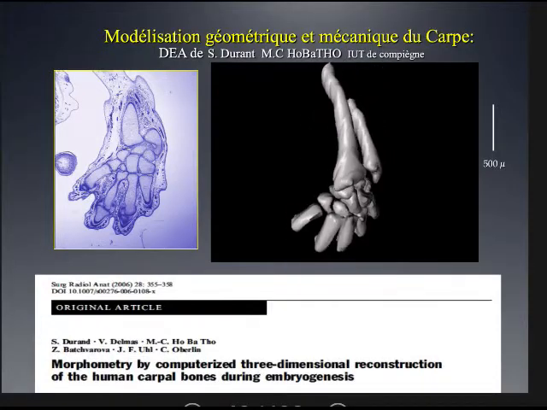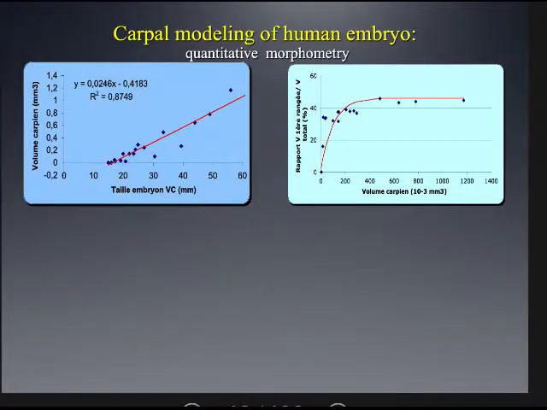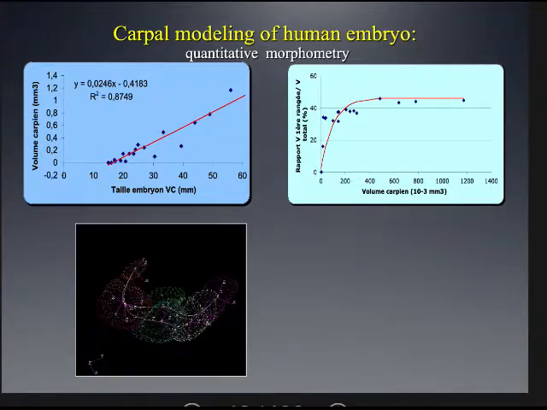Another technique is from slices of embryos, and you can see here the modeling of the carpal bones, and you see the millimeter scale. This makes possible a modeling and a quantitative morphology of the morphometry of the carpal bone, and you can see here the dynamics of the evolution of the carpal bone in different sizes of embryos. And you see that the carpal volume is increasing with age. And the number of the carpal bones of the first row and the second row do not have the same dynamic.